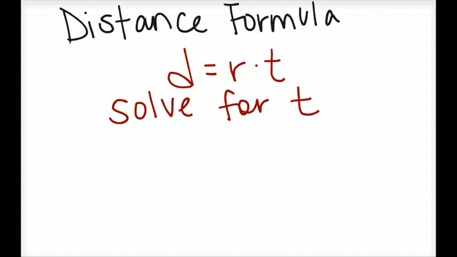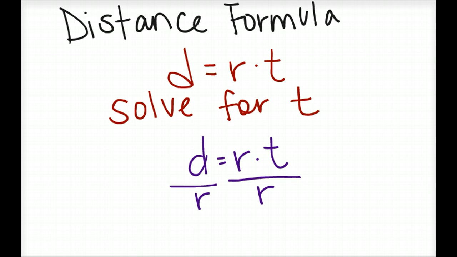First, let's look at the distance formula. D equals r times t. If we're given this formula and we're asked to solve for t, what can you do first? In order to solve for t, you want to isolate t, so we need to divide by r. That leaves us with t equals d over r. So time is equal to distance divided by rate.